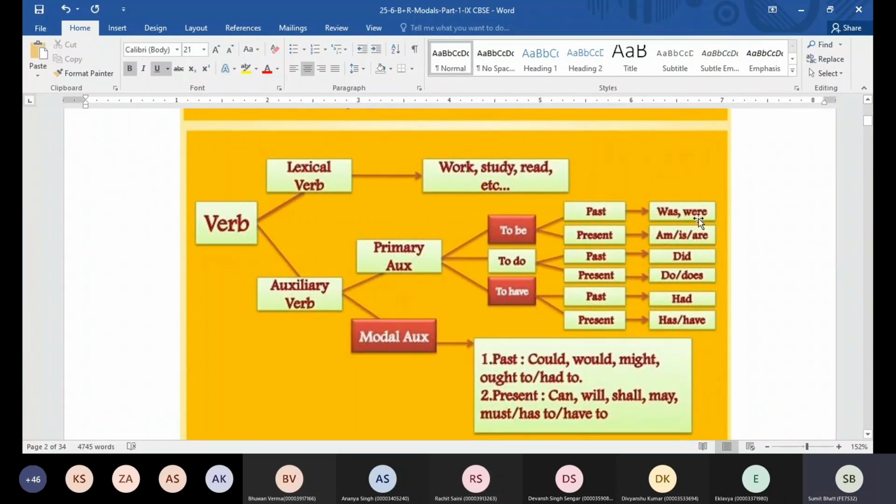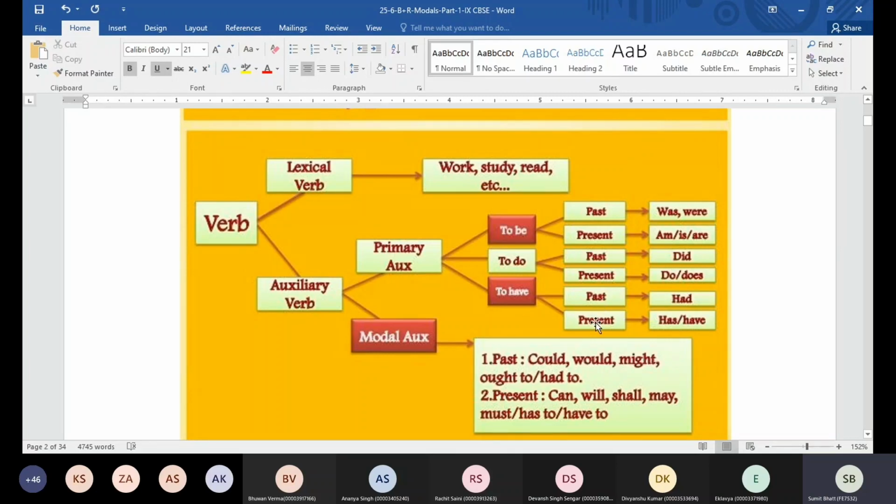If you talk about was or were, we can know that something is continuing in the past time. When you talk about is, am, are, we are talking about something in the present time. If you talk about to do, we have past and present. Did can be there in the past time, and do and does in the present time. To have, in the past we are going to use had. In the present time we are going to use has or have.